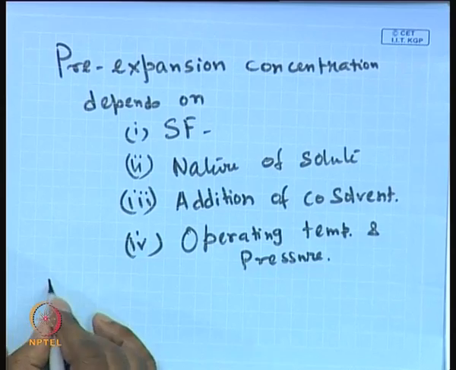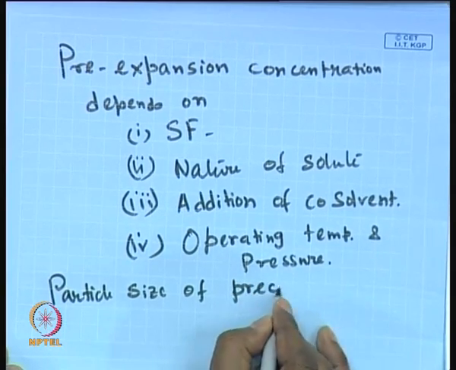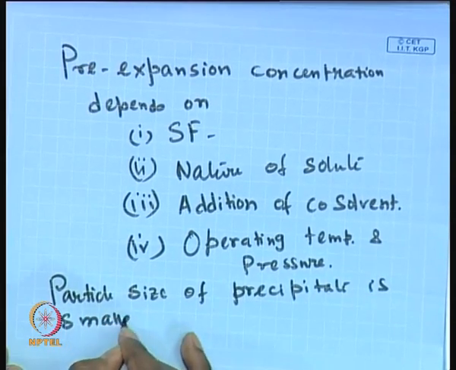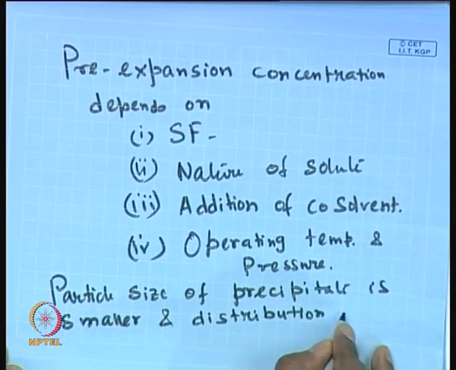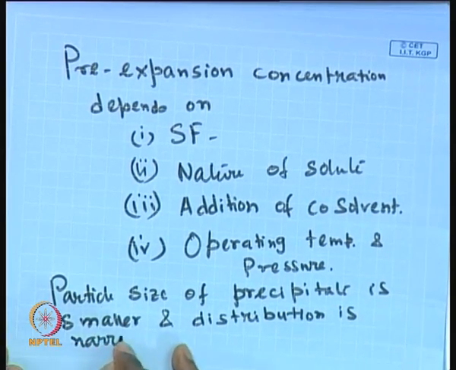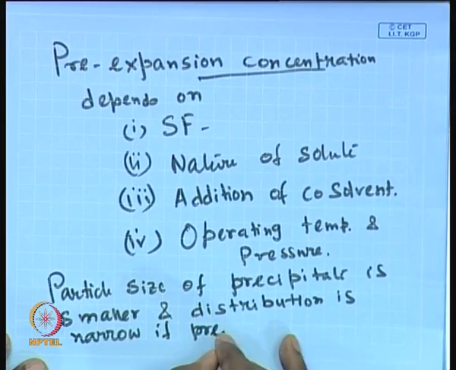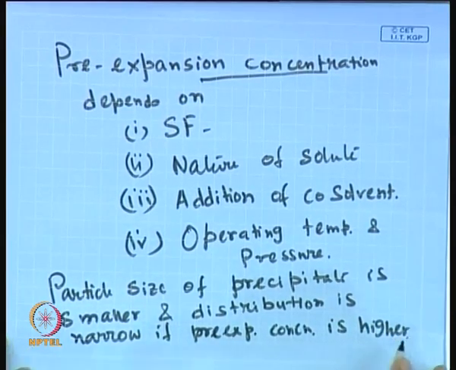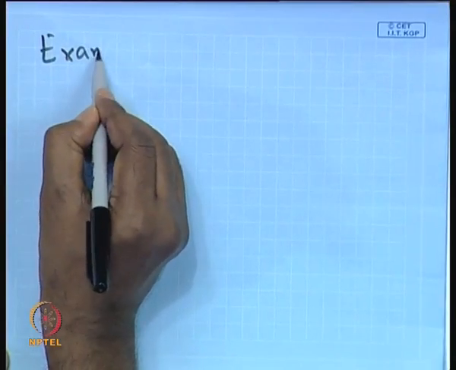Now, generally it is found that the particle size of the precipitate is smaller and the distribution is narrower if the pre-expansion concentration is higher. Okay. Now we will just take a particular example. The particular example that we will be talking about is the example of naphthalene extraction.